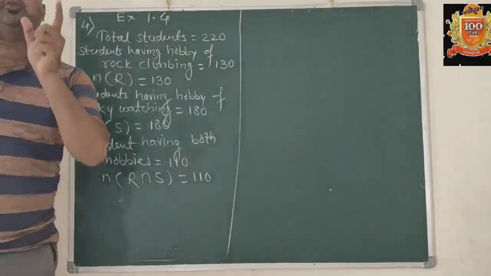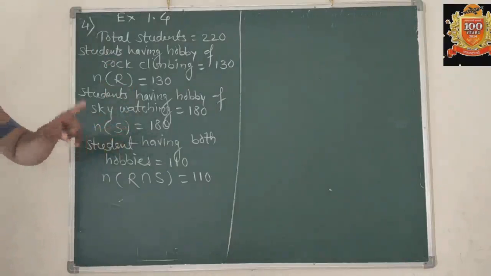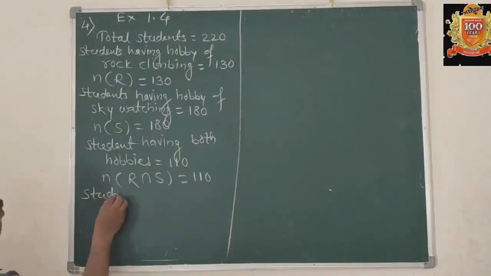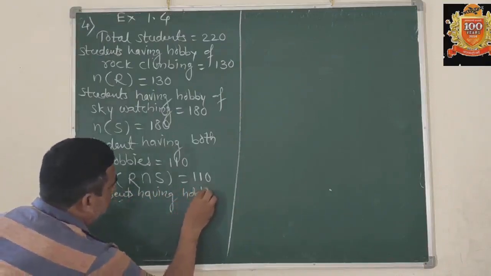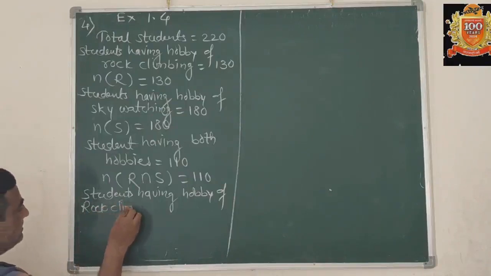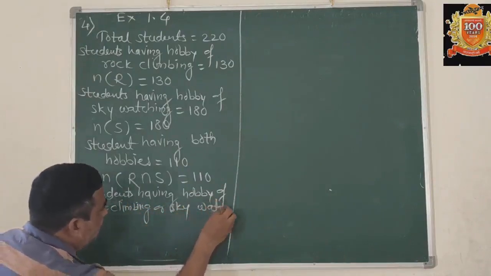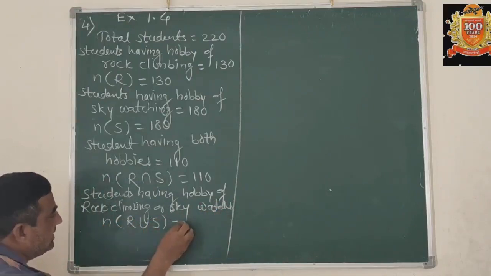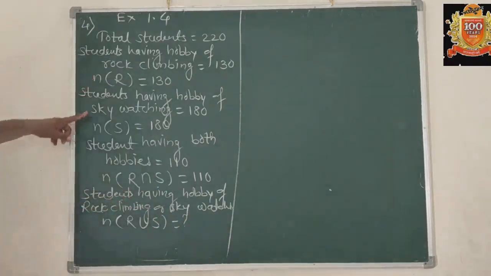So first of all we have to figure out the union. The students who have hobby of rock climbing or sky watching, that you want to find out. That means you have to find out number of elements in R union S. That you have to find first of all, and then we'll continue.